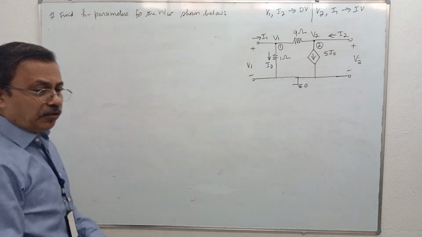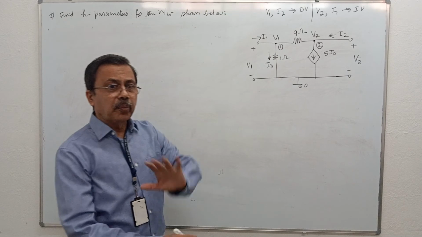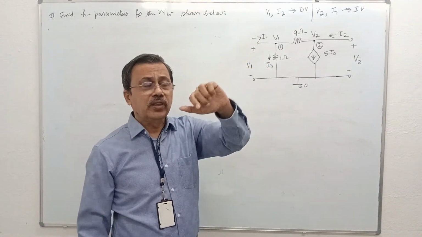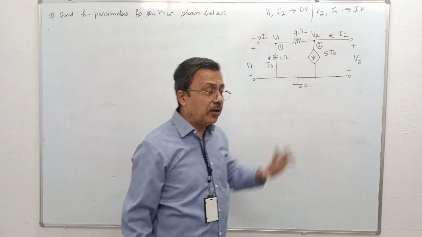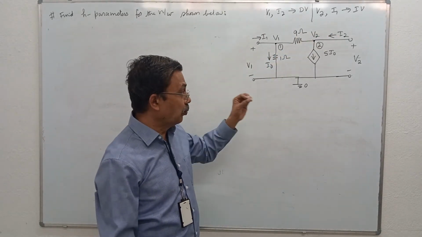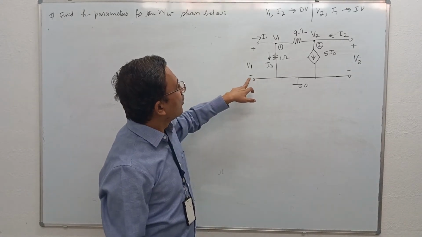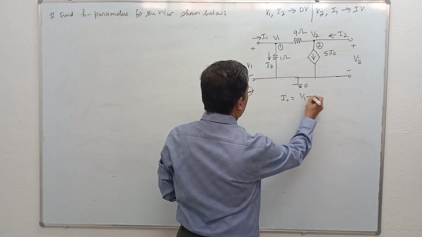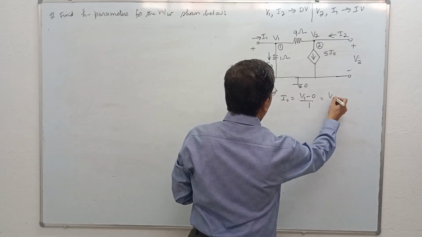We have to get two equations containing the variables V1, I1, V2, I2. Then dependent variables must be thrown on the left side and independent variables should be thrown onto the right side. V1 and I2 are dependent variables. V2 and I1 are independent variables as far as the computation of H parameters is concerned. Now what is I0? I0 is V1 minus 0 divided by 1. That means I0 is nothing but V1.